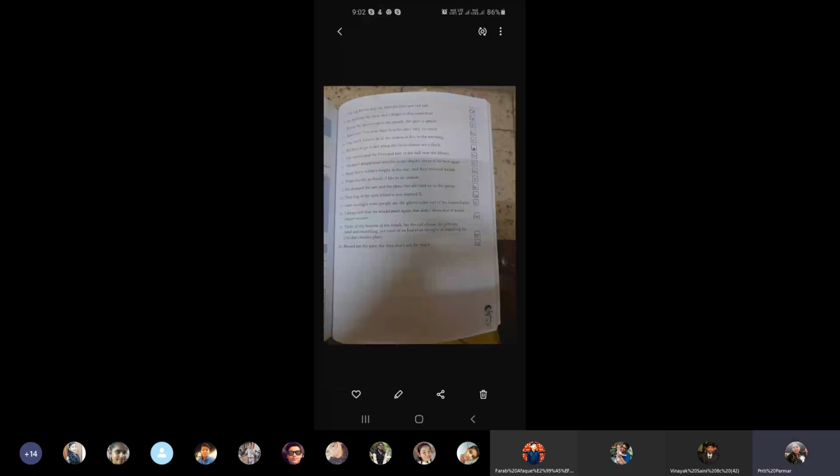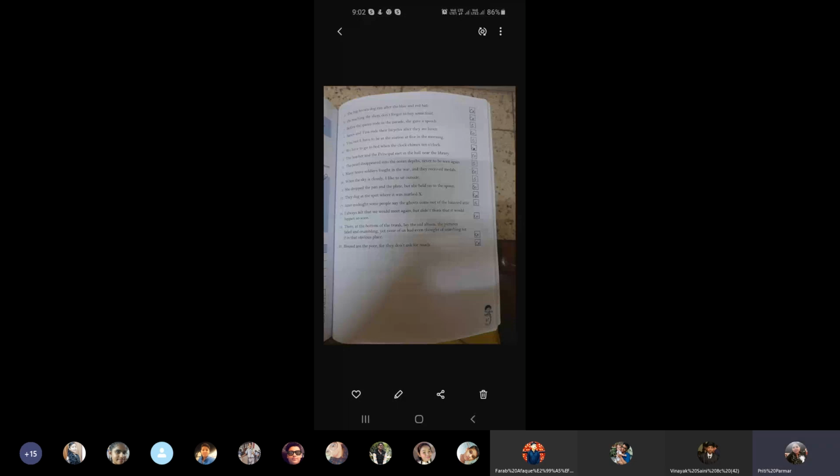Number 6. On reaching the shop, don't forget to buy some fruits. It's a complex sentence. Before the Queen rode in the parade, she gave a speech. Simple sentence. James and Tina rode their bicycles after they ate lunch. It's a complex sentence. Sorry, compound sentence. CO is compound.